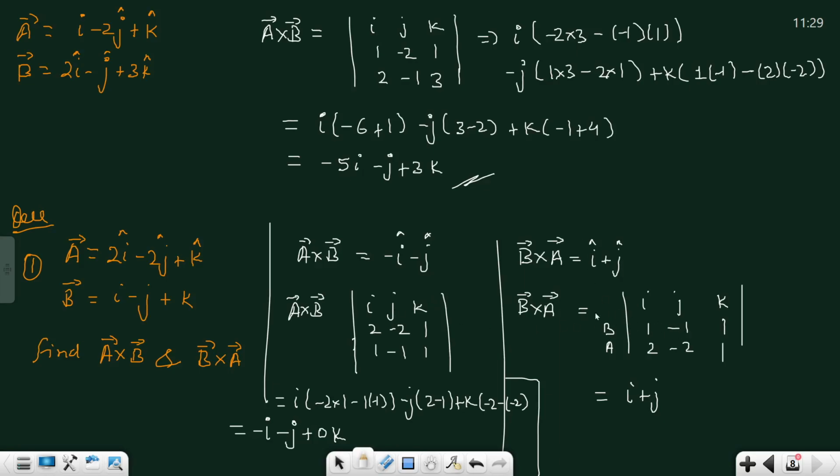Otherwise it will create a problem, because if you are calculating A cross B, first you will write A and then the components of B. When you calculate B cross A, first you will write B, then A. So it will be a minus. Okay. So just note down the answer and the method.